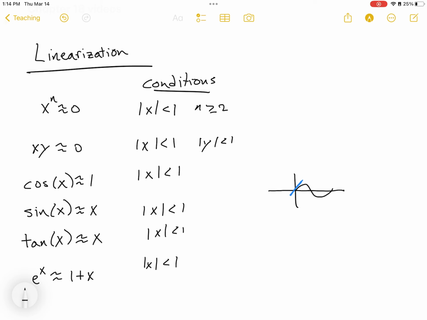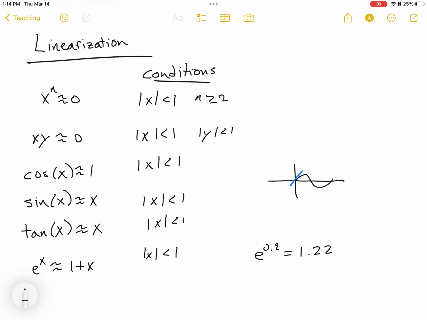And you can see, just to show as an example, e to the 0.2 equals 1.22, right? So e to the 0.2 is the nonlinear value of this function. But if we were to take the linearization, we would say e to the 0.2 is approximately equal to 1.2, or 1 plus 0.2, which is 1.2, and that's approximately equal to 1.22. So that gives you a sense of how close this approximation might be.